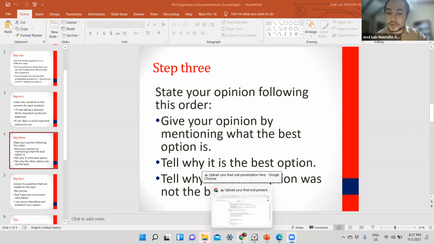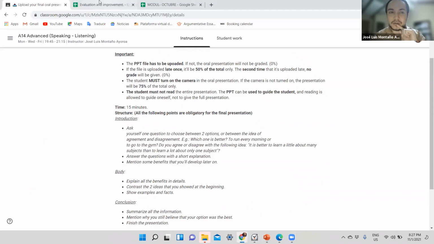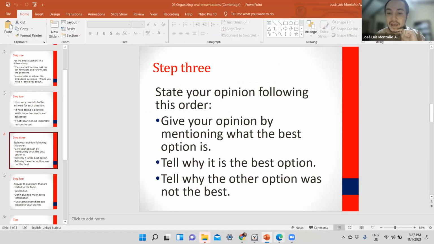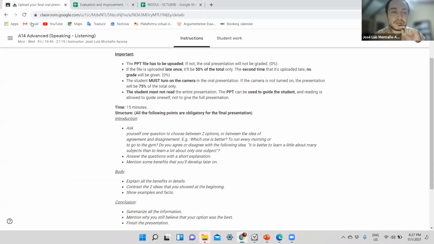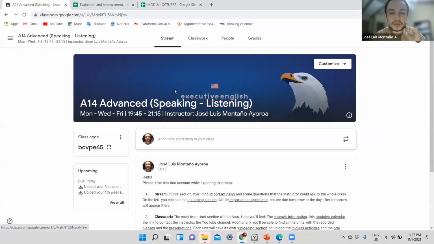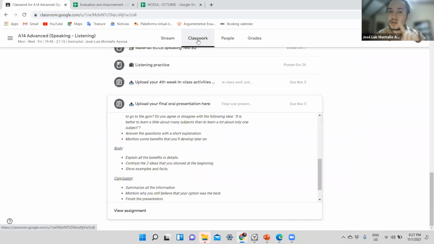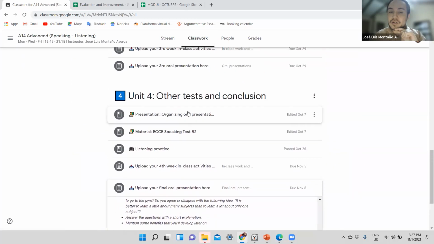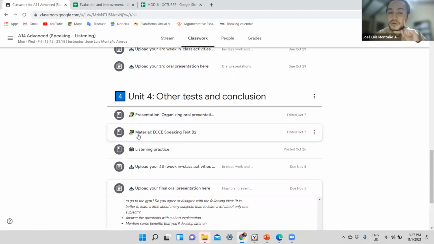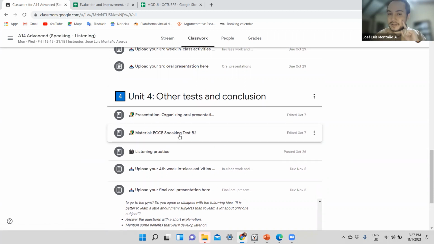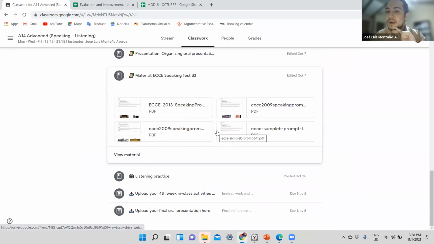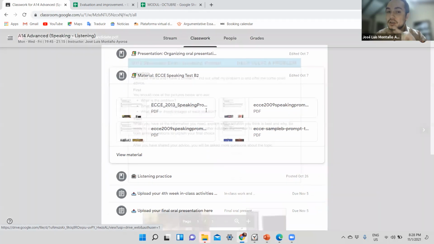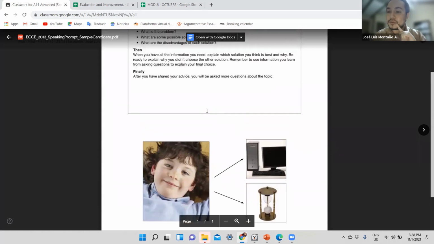Please, you are going to do the following, because I'm going to stop sharing my screen. Oh, well, that's something I'm going to show you later on. I'm going to stop sharing my screen, but you need to do the following. Please go to Google Classroom, go to classwork, and go to Unit 4. And in Unit 4, go to Material, ECCE Speaking Test. This is everything we're going to practice today and Wednesday. We're going to work with this one, ECCE 2013, okay? You can open that one and have it opened for you, okay?